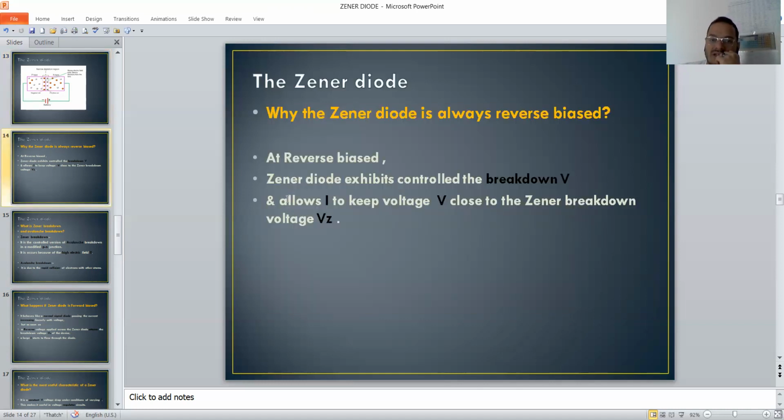Now, why is the Zener diode always reverse biased? The Zener diode shows a controlled breakdown voltage. This is important, and it allows the current to keep the voltage close to the Zener voltage, because that is why we use it as a voltage regulator. The Zener diode gives us control at VZ and allows the current to keep the voltage close to VZ.